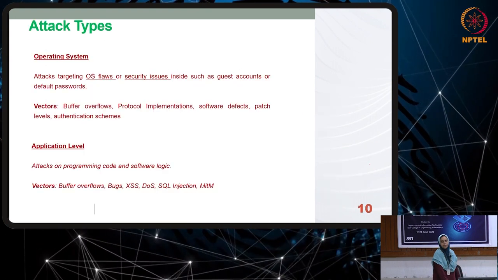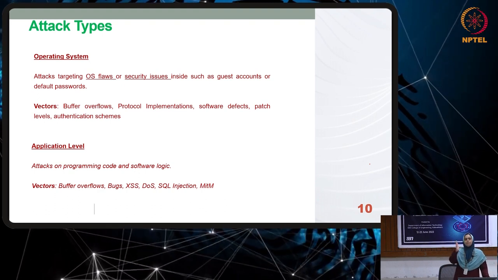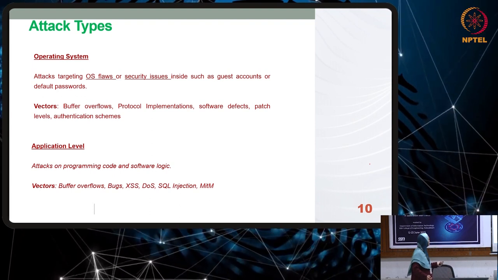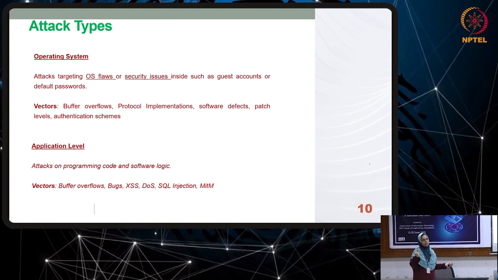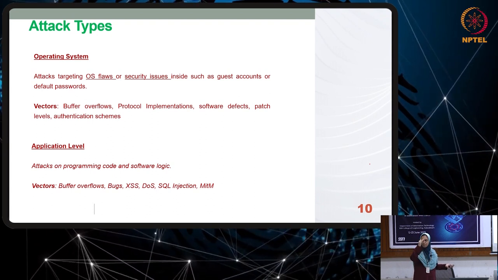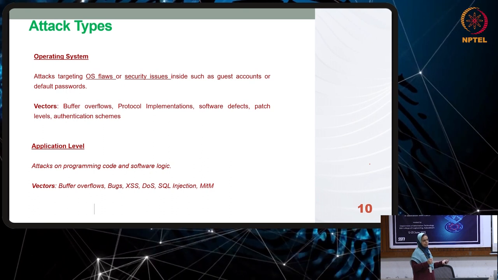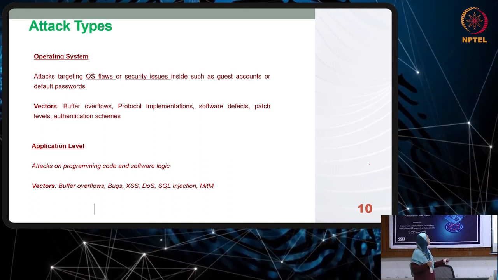Now we will see how the attack happens. The attack can happen at different levels in the system. The first level is at the OS level. You can attack the operating system directly, because that is the heart of the system. You attack the OS, everything gets crashed. So I can crash it at one level. So which target? The operating system.